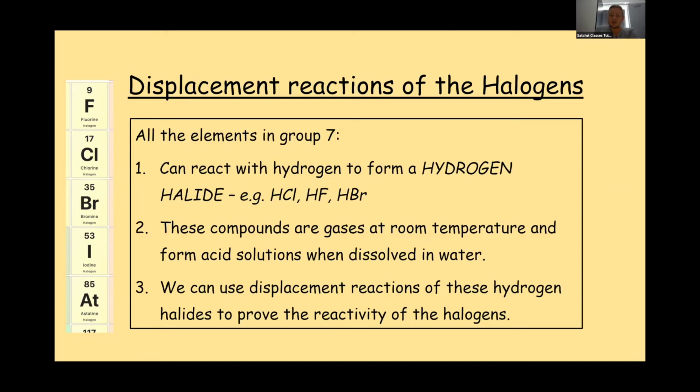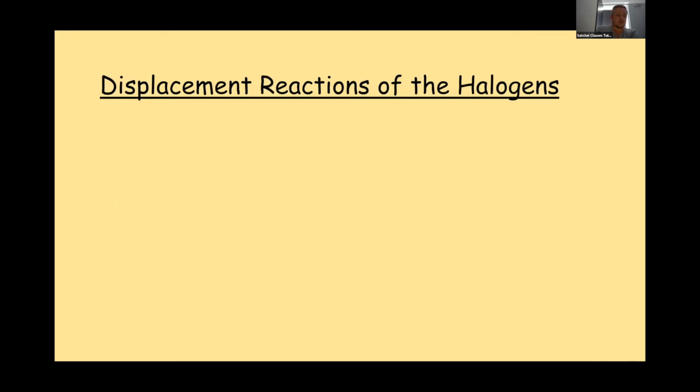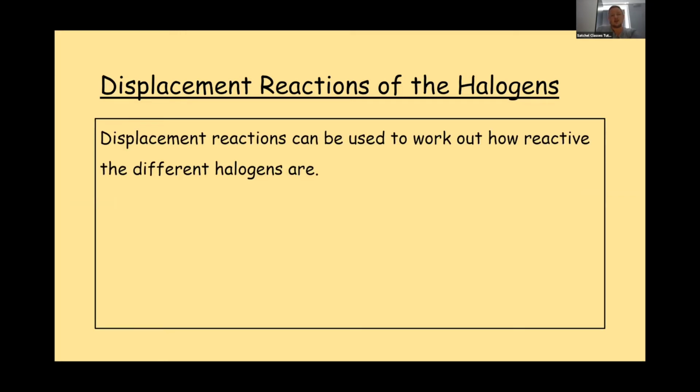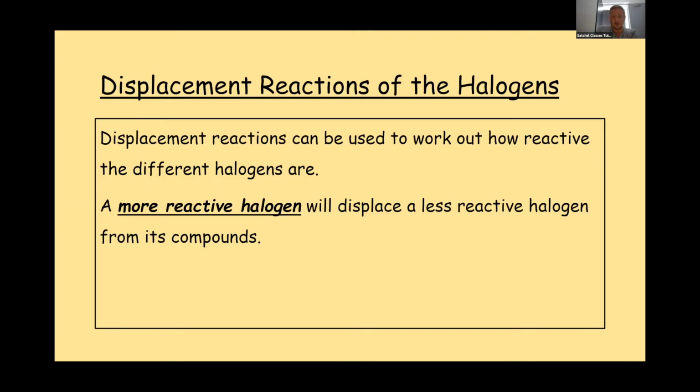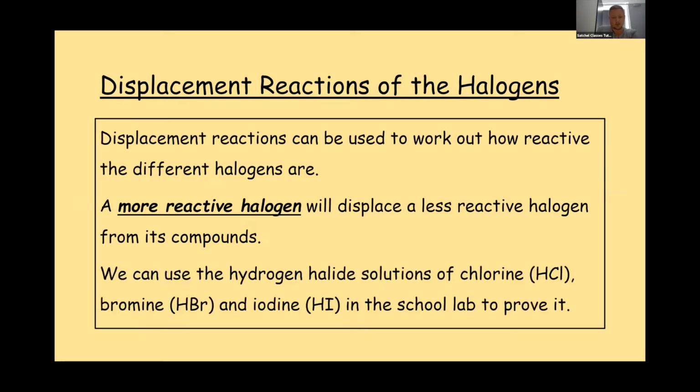We can use displacement reactions of these hydrogen halides to prove the reactivity of the halogens. So let's take a look at a classic reaction that you might have had to do in school using dimple trays. Displacement reactions can be used to work out how reactive the different halogens are. A more reactive halogen will displace a less reactive halogen from its compounds. We can use the hydrogen halide solutions of chlorine, bromine, and iodine in the school lab to prove it.